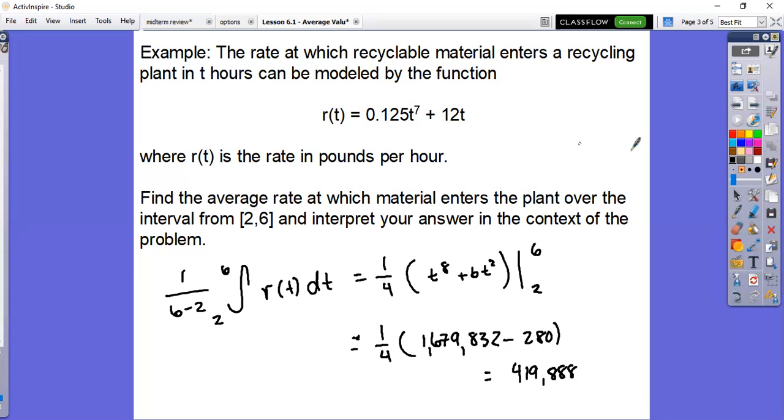In hindsight, I made these numbers far too large. I made this problem off the top of my head, but let's just assume that about 500,000 pounds of recycling go into this per hour on average over this time period from 2 to 6.